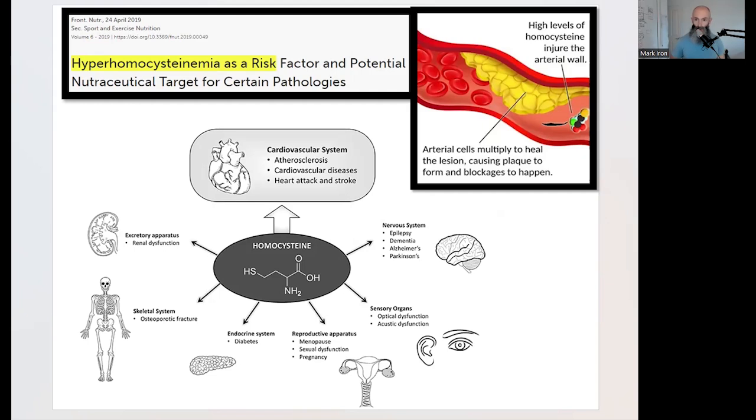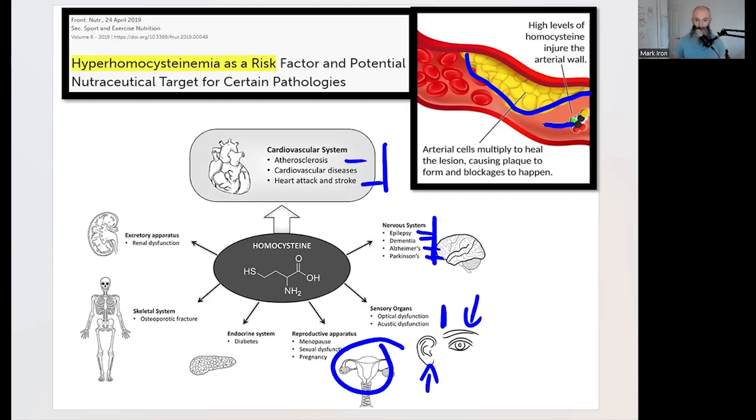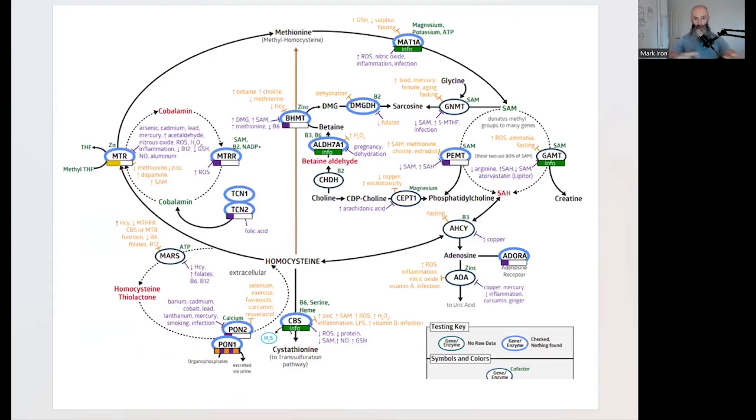Now, homocysteine will cause plaque to build up like the old glucose there, but it also causes lesions in your arteries. Homocysteine risks: cardiovascular, heart attack and stroke, atherosclerosis; nervous system, epilepsy, dementia, Alzheimer's, Parkinson's; sensory, so your vision and your hearing kind of go; reproductive; endocrine, hormonal disruption; your skeleton and muscle systems; and your kidneys tap out. So we really want to make sure we've got optimal vitamin and mineral status, and I'll show you how to do that. What I like to show you is how complex the metabolism is, but you don't need to know any of this.